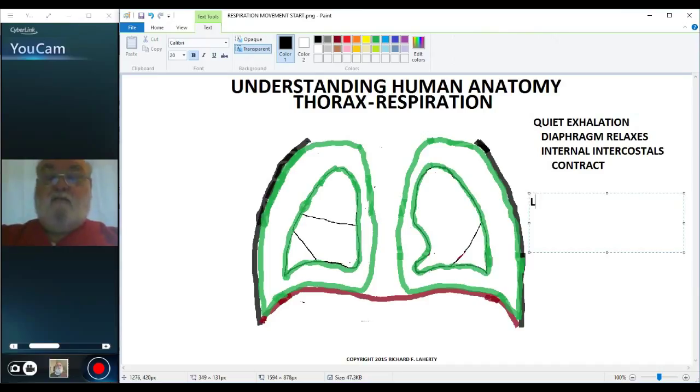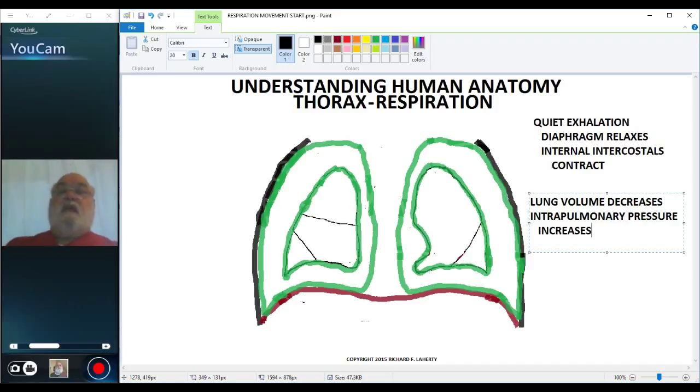When this happens, lung volume decreases, which means that intrapulmonary pressure increases, and that makes the pressure inside the lungs greater than outside the lungs, greater than atmospheric, and air then will rush out of the lungs to equalize that pressure, and you have exhaled. So a quiet inspiration and a quiet expiration.